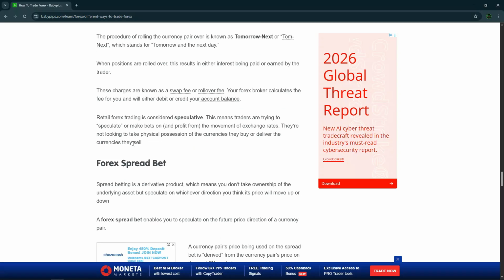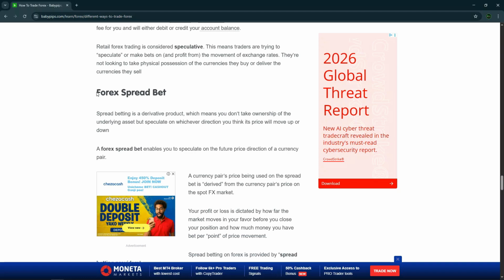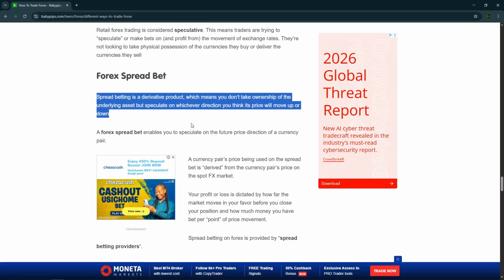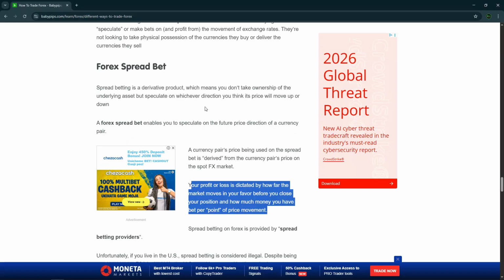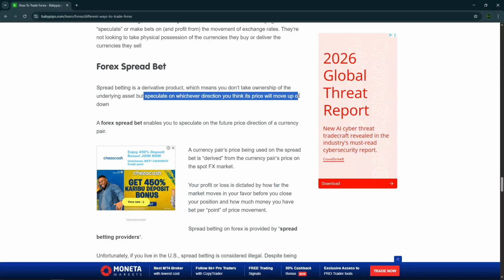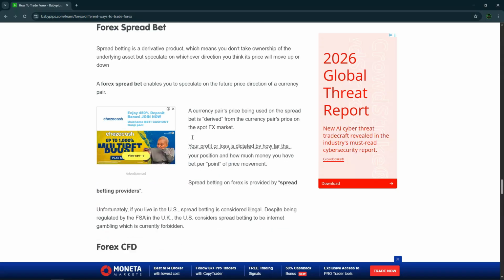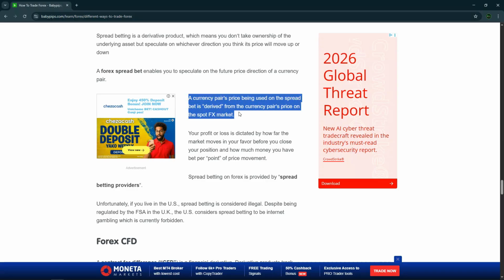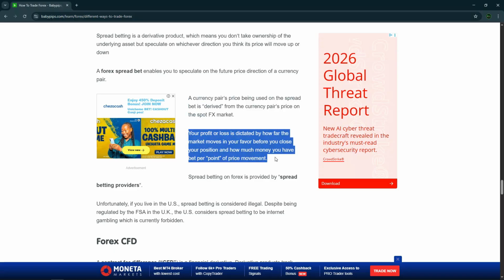Now let's talk about forex spread betting. Spread betting is a way to trade in the market without actually owning anything. Instead, you are simply betting on whether the price of a currency pair will go up or down. So the price you see is based on the real forex market, also known as the spot market. Your profit or loss depends on 2 things: how far the price moves and how much you placed on the trade. So the more the market moves in your favor, the more you gain, and if it moves against you, you lose.